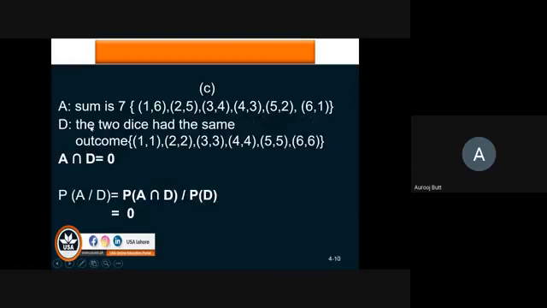So this is an event D. And you need to find the probability that the sum is 7 given that the two dice had the same outcome. According to conditional probability, you take the intersection of both of these events, A and D, and divide it by whatever is given under this condition. That means the given event D, so you divide by the probability of D.